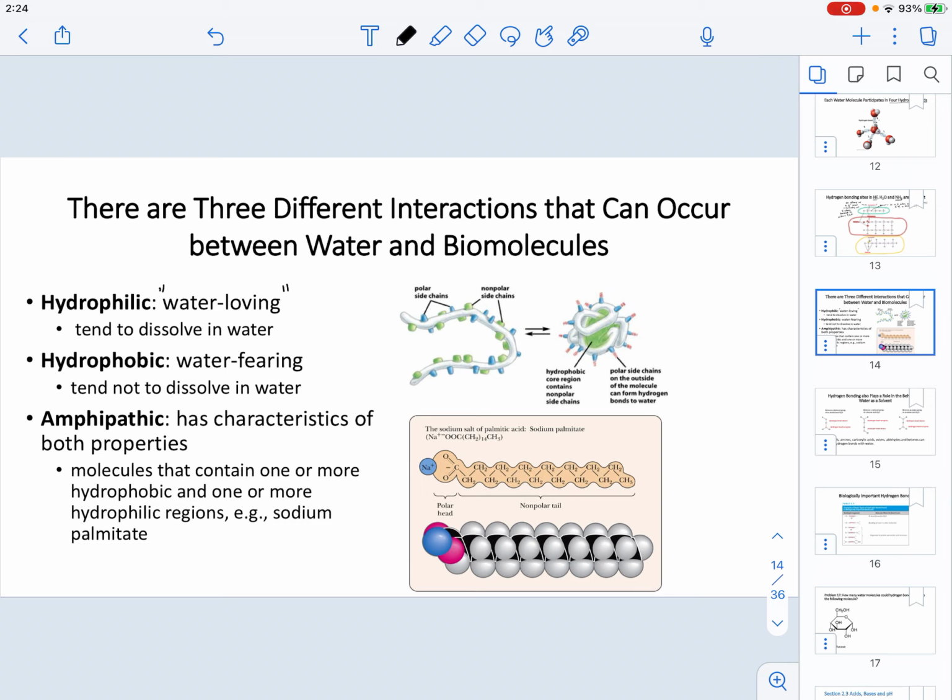Whenever we have a portion of a biomolecule that is hydrophobic, hydrophobic stands for water fearing. Those portions of biomolecules are not going to like to interact with water, so they tend not to dissolve in it. Now, we have something very particular. We have a third type of interaction with water and biomolecules, and that's amphipathic. Molecules are considered amphipathic when they have not only hydrophobic, but also hydrophilic portions.